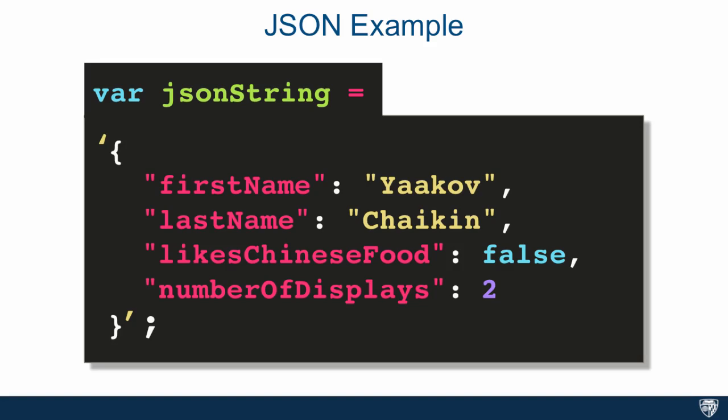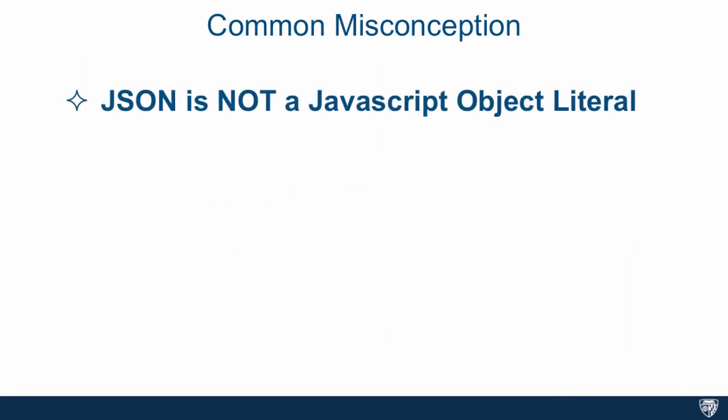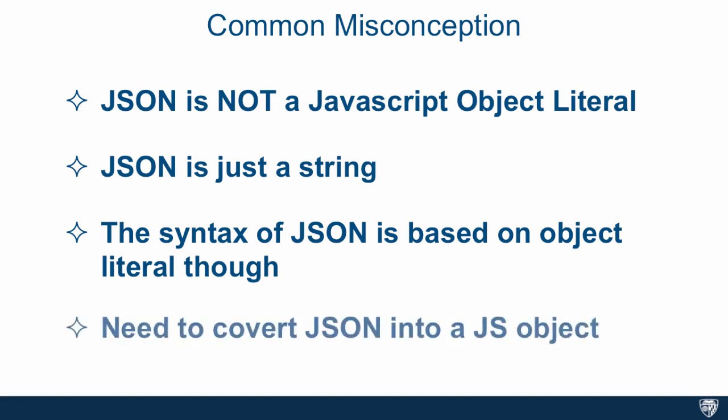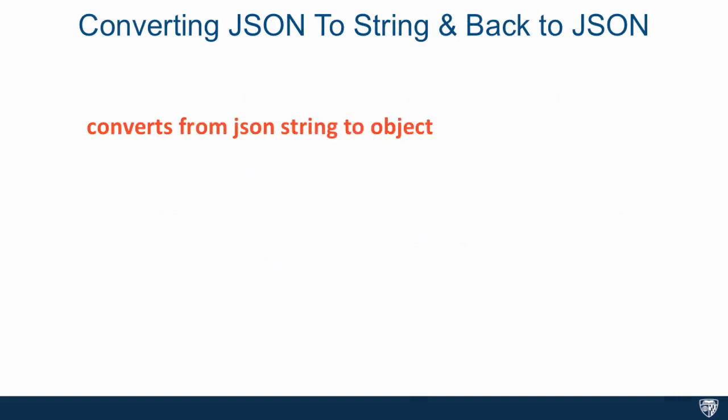Which brings me to a common misconception about JSON. JSON is not a JavaScript object literal. JSON is just a string. The syntax of JSON is based on object literal, but it is not one and the same. If you wanted an object in JavaScript, you would have to take the JSON string and convert it to an object. And similarly, if you want JSON, you would have to take an object and convert it back into a JSON string. And JavaScript provides a couple of utilities for that.